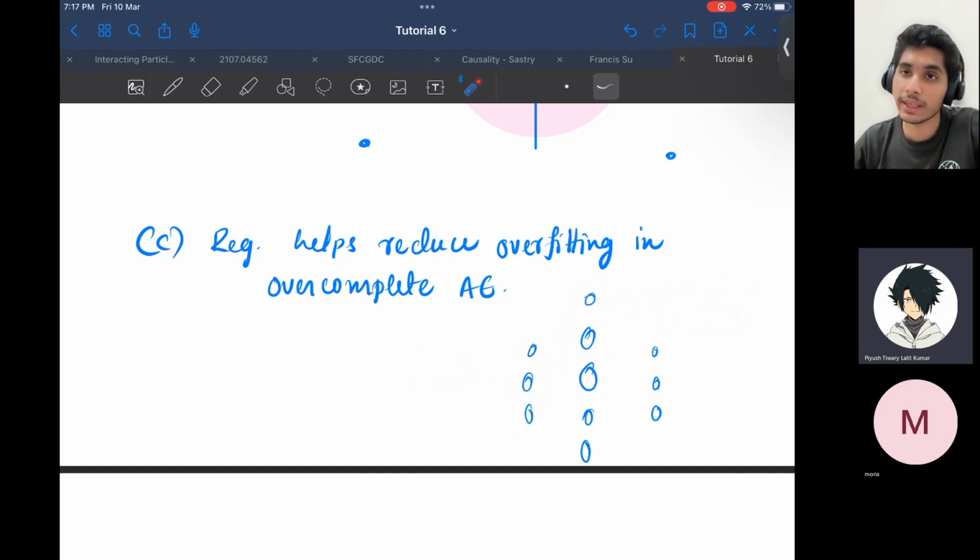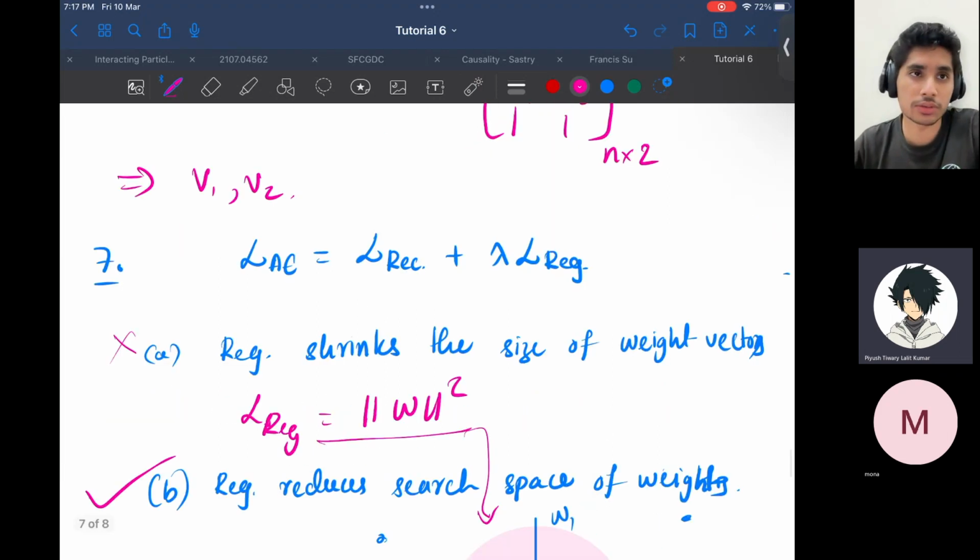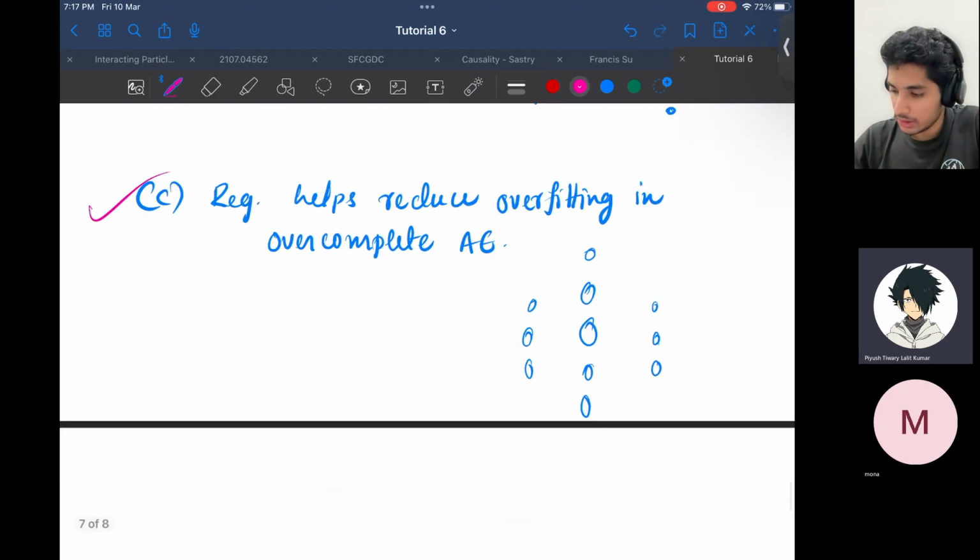So yes, overfitting basically means memorizing the data. So this is also true. You have avoided overfitting in this overcomplete autoencoder. So this is also correct. The fourth option is all of these. Well, the first option was not correct, so all of these won't be a correct option, right? So I hope this was clear. This was simply to make sure that you know what regularization in autoencoders means.